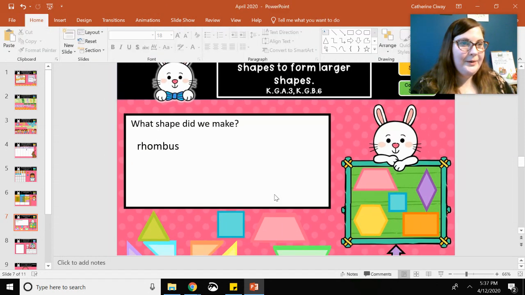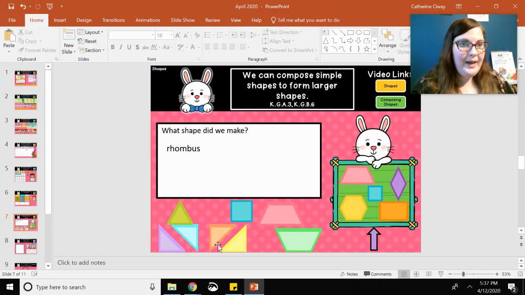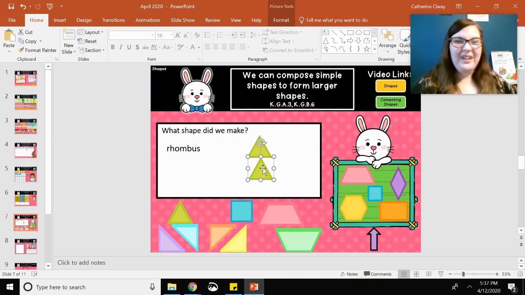Let's look over here. These are my options. What can I use to make a rhombus? Does that work? Did I make a rhombus? What do I have to do to make it a rhombus? If I said there were 2 triangles, I showed it over here, what did I have to do to one of the triangles?